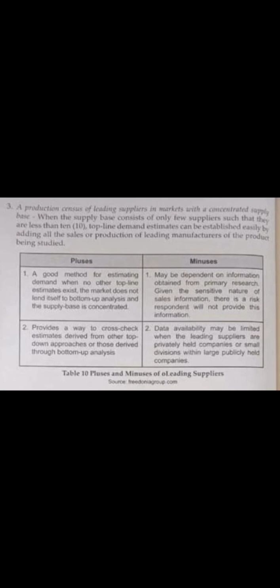So, here's number 3. A production census of leading suppliers in a market with a concentrated supply base. When the supply base consists of only a few suppliers, such that there are fewer than 10, a top-line demand estimate can be established easily by adding all the sales or production of leading manufacturers of the product being studied. A production census of leading suppliers in a market with a concentrated supply base has pluses and minuses. Table 10 shows the pluses and minuses of leading suppliers.